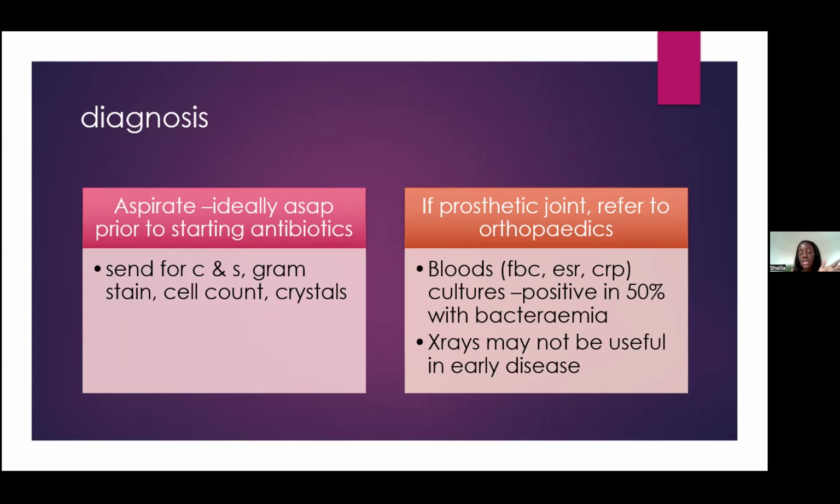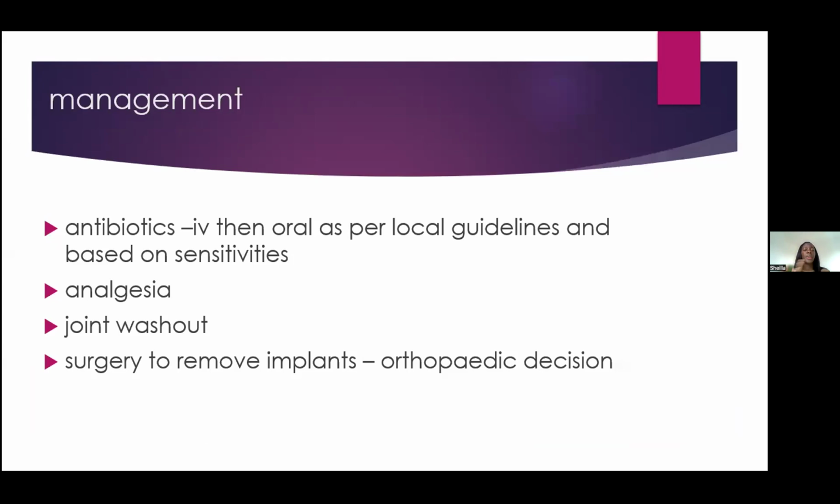Obviously, call orthopedics. You also need to send blood cultures for these patients. We said that about 50% of these patients will have bacteremia in the cultures. You can do x-rays of the joints, but this may not be very useful in early disease because the pathological process takes a while before you get damage to the joints and you start seeing the changes from the infection within the joint. So x-rays can help, but not entirely useful in the early stages. So in terms of management, obviously you give antibiotics IV as per your local guidelines based on sensitivities, analgesia, joint washouts, and then surgery to remove implants if it's a prosthetic joint, but that's an orthopedics decision.